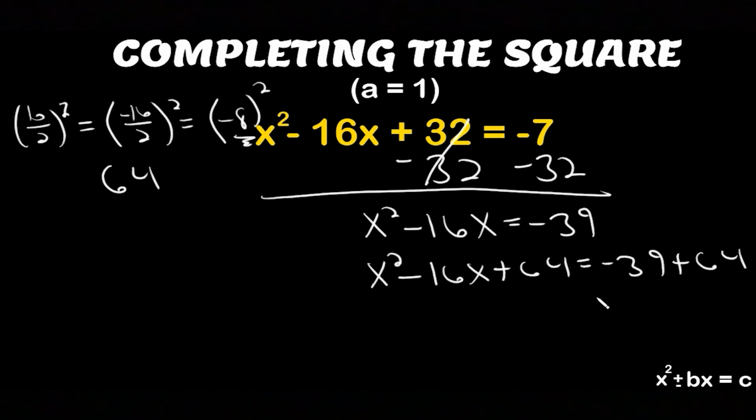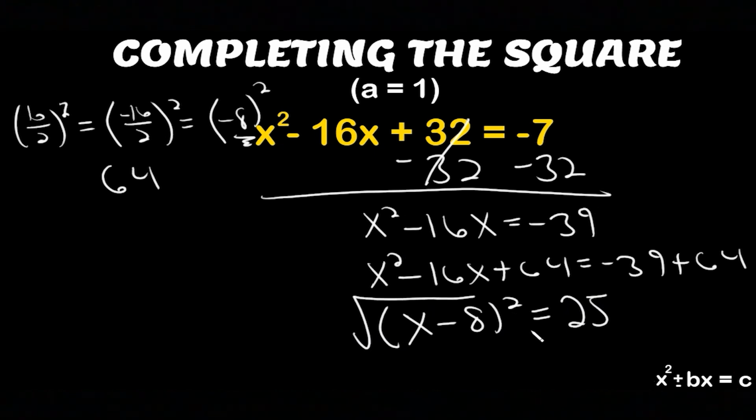Okay? From here, we can go ahead and factor it, and then we can solve it. So factoring it, again, super easy. Put x in parentheses, and again, we're using this value right here, negative 8. Okay, so negative 8, square it, equal to negative 39 plus 64. That will give us 25, right? And now we just have to take the square root on both sides. And we're almost done. So the square root of 25 is going to give you plus or minus 5. So I get x minus 8 equal to plus or minus 5. And then we just have to add 8, right?